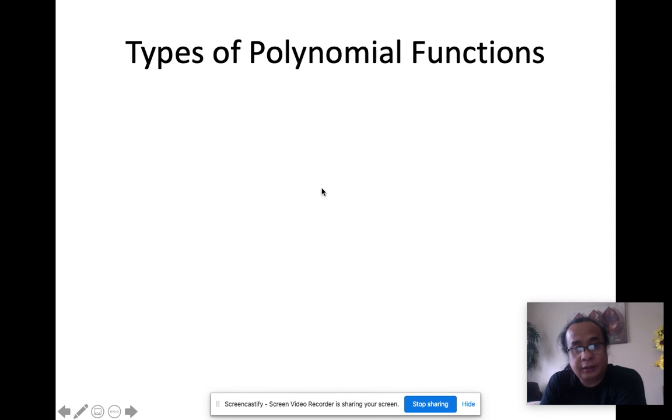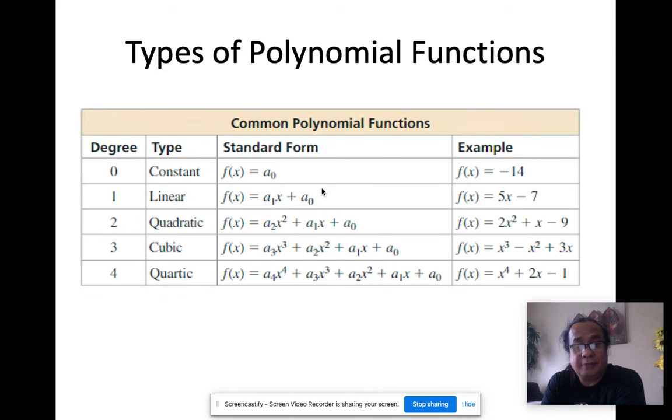Basically, these are the types of polynomials. We already discussed some of them, which are the linear and quadratic functions. Another introduction would be the cubic, where the highest power is 3, and then the quartic function, a polynomial function whose highest power is 4. So these are the examples.